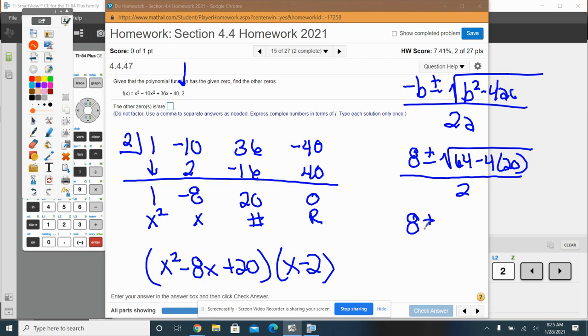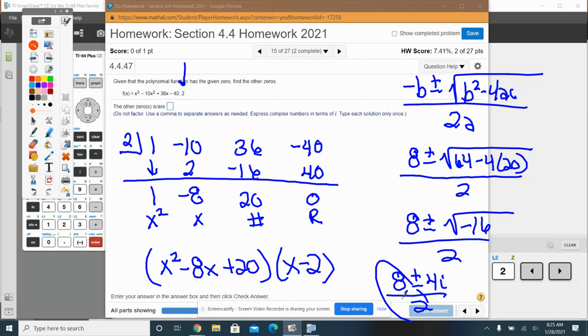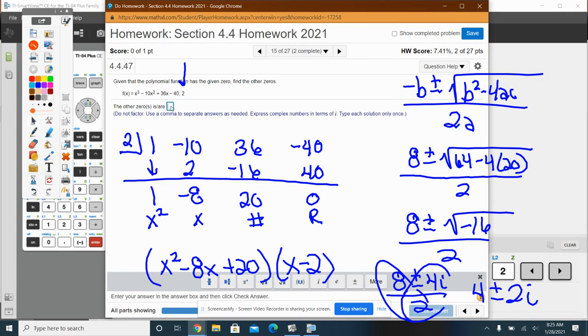So that's 8 plus or minus the square root of 64 minus 80. That's negative 16, which is nice, all over 2. And that's 8 plus or minus 4i over 2. So you simplify, and you get 4, that's from the 8 over 2, plus or minus 2i. So the other zeros you could not have found with your calculator. You would have had to do it by hand. And I'm glad I didn't waste time plugging it in. 4 plus or minus 2i.